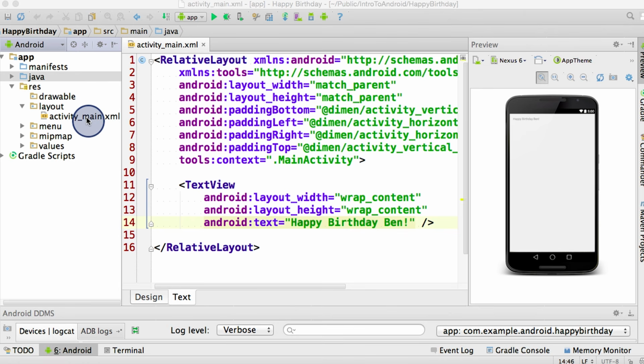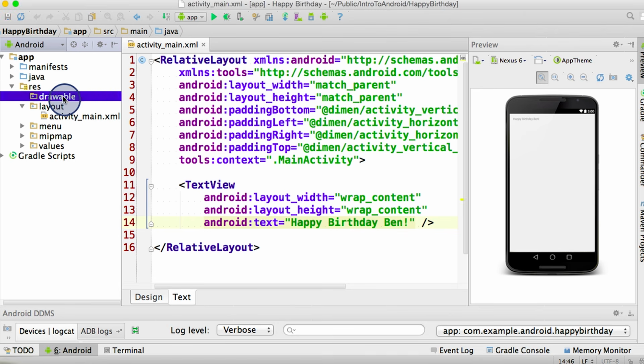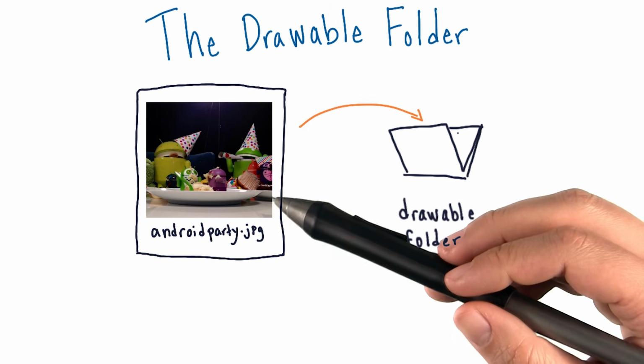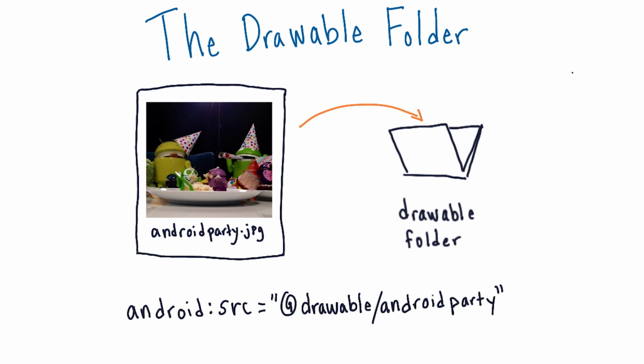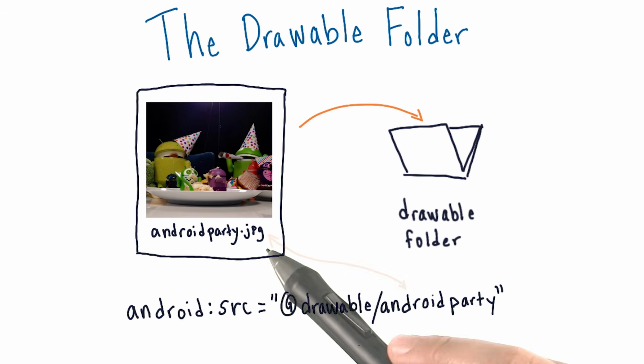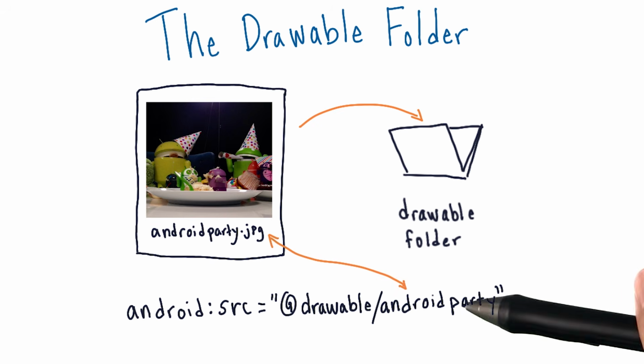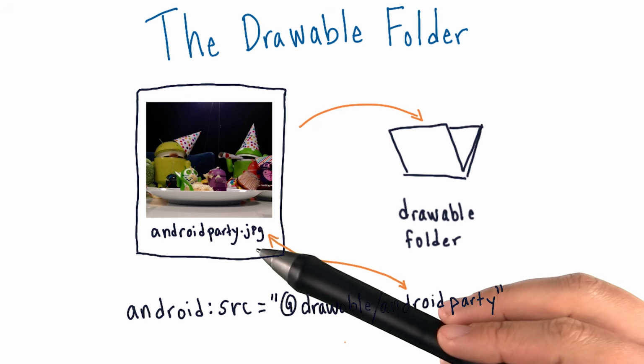And as we said, for images, there's this folder called drawable. For this app, all images should be placed inside of the drawable folder. Once you've put the image into the drawable folder, you can use the source attribute of an image view and give it the value @drawable and then the name of the image. Note, when you're writing the image name, you do not need to add the file extension.